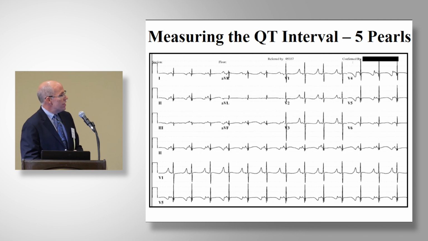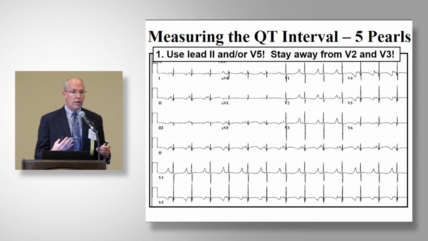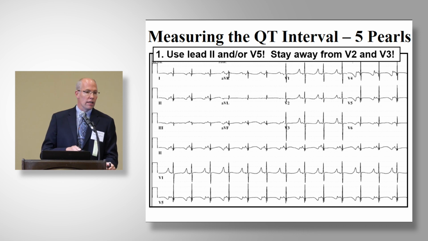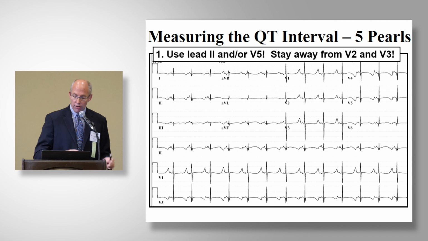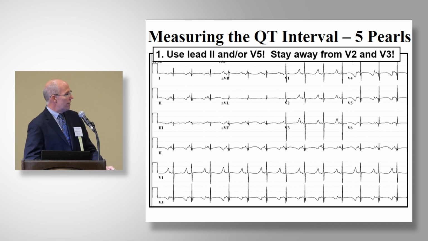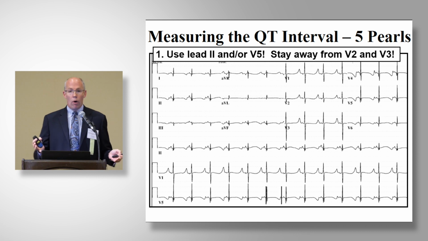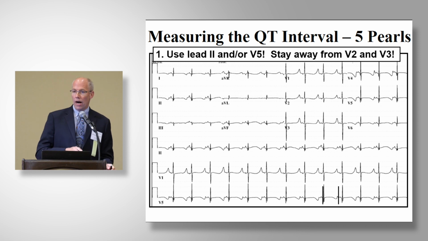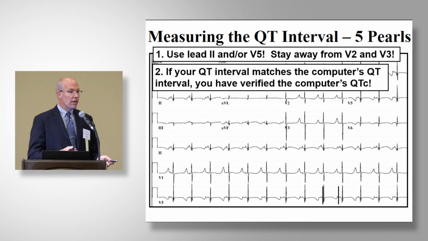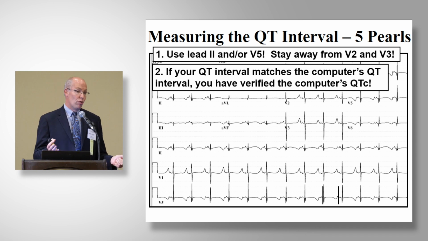And so here are the 5 nuggets, if you will. First, when you do your independent confirmation, lead 2 and lead V5 are your friends. Stay away from V2 and V3. Don't even look there for the length of repolarization. You can look there for a little bit, but lead 2 and V5 are your friends right now. And then you go down V5 and you put your eye or your caliper at the beginning and the end of the T wave. It's really quite easy. And then you ask yourself, am I getting the same QT interval that the computer got? And if the answer is yes, you've confirmed the QTc, because the computer is really good at something called mathematics.